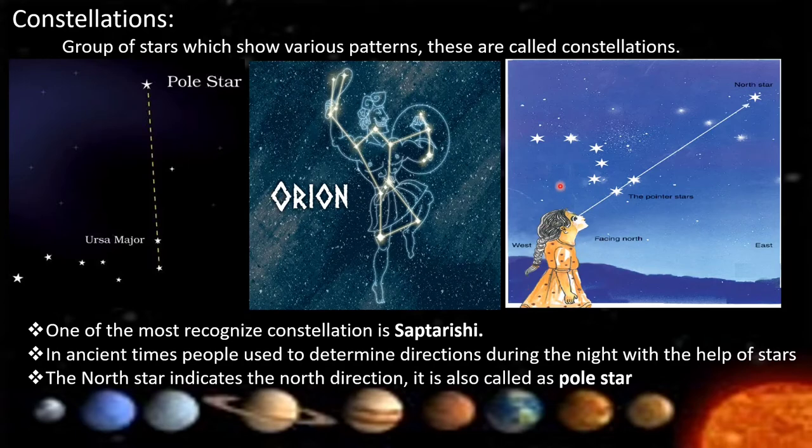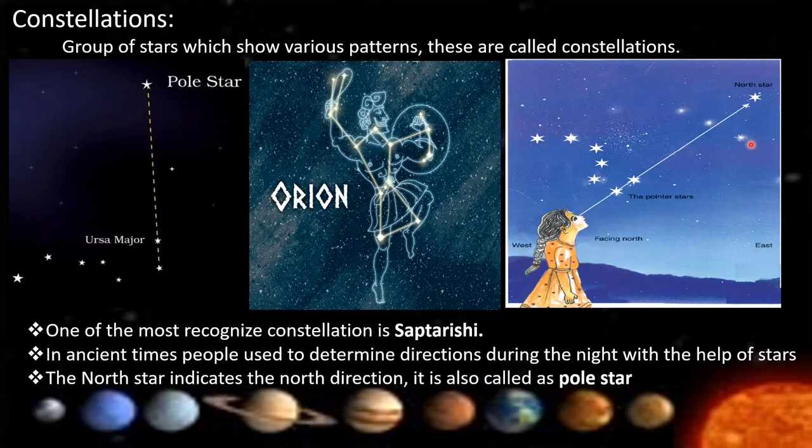If in this picture you see Saptarishi, it is called Saptarishi because it is made up of seven stars. Seven stars together make this pattern. And there are these pointer stars. From the pointer stars, if you make an imaginary line, you can see the pointer stars extend further to a brightly shining star, which is called the North Star. It is also called the Pole Star. The North Star indicates the north direction, and it always remains in the same place.